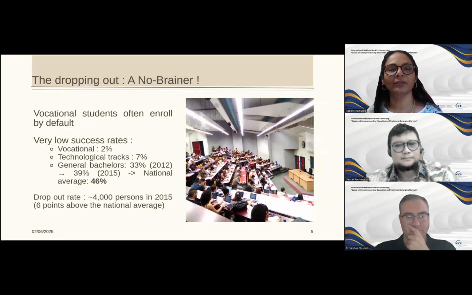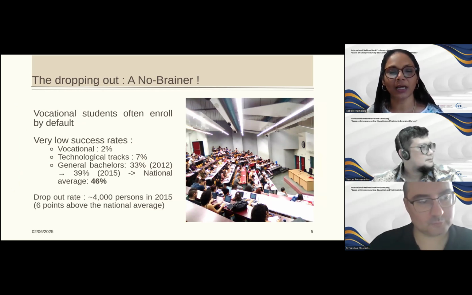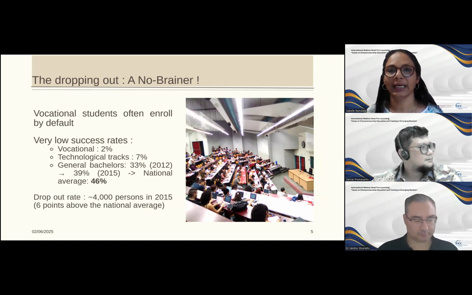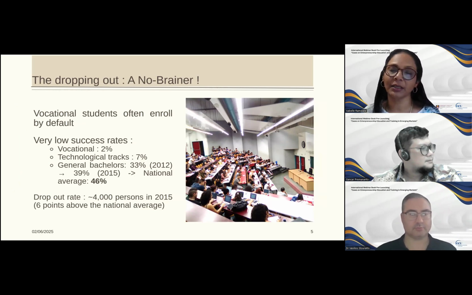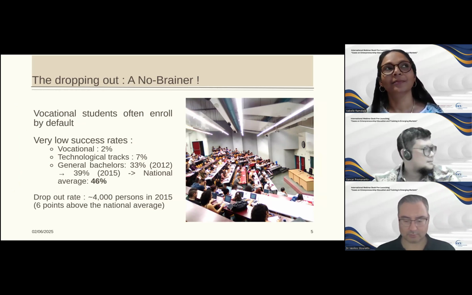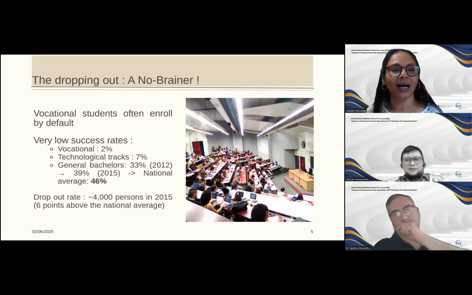Let's take a moment to understand the scale of the challenge in Reunion Island. Many students, especially in vocational tracks, don't really choose their path. Often they end up there by default due to school tracking, lack of options, or mobility issues. I remind you, we are 11,000 kilometers from France. The results are troubling.